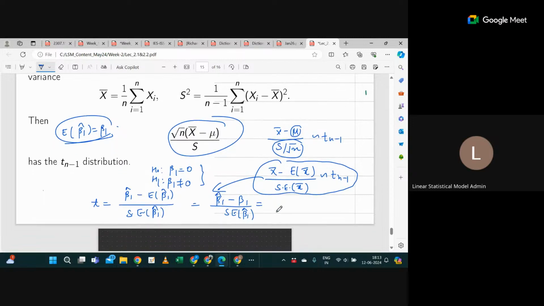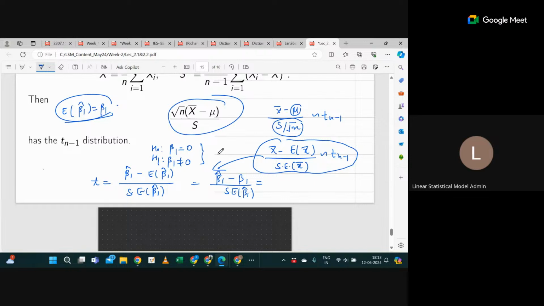Under the null hypothesis, beta 1 will be equal to 0. So I should write beta 1 hat divided by the standard error of beta 1 hat, right? This will follow t with n minus 1 degrees of freedom. Based on the values of beta 1 hat and its standard error, and the degrees of freedom, you will decide whether the effect of this slope is significantly different from zero or not. So this is the role of the t distribution.